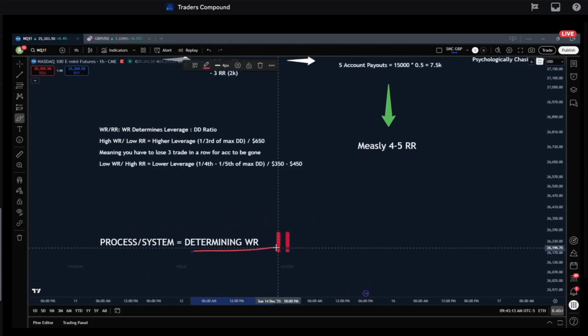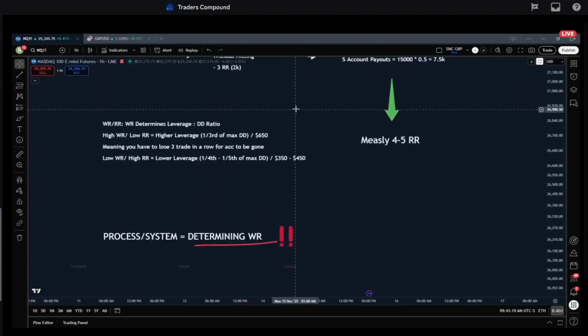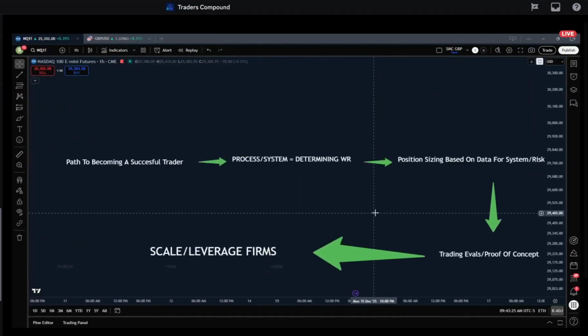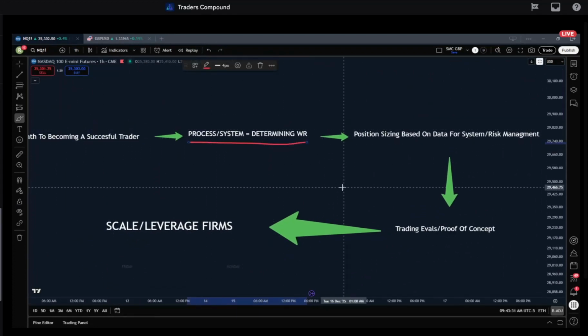That is how we are going. Why do we even care about win rate? Why do we even care about position sizing? So let's take a step back and look at the overall trader. The very first step is a process or a system.